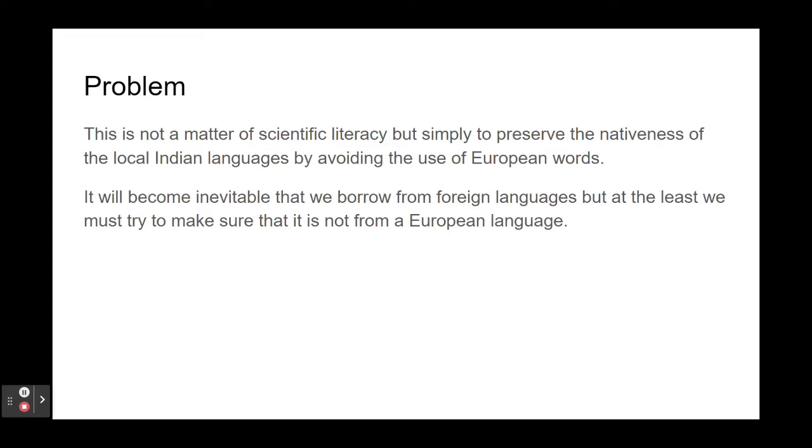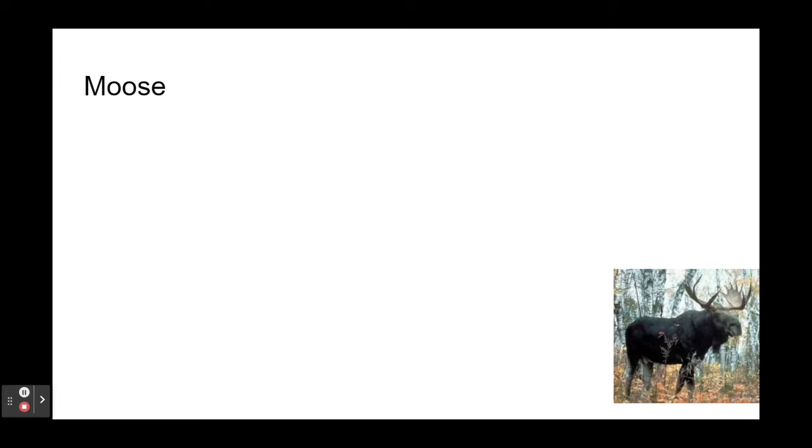But at some point, it'll become inevitable that we borrow from a foreign language. But at least we must try to make sure it's not from a European language. We will make it simple. And the best option is Native American languages. We'll see why. So let's talk about the moose.